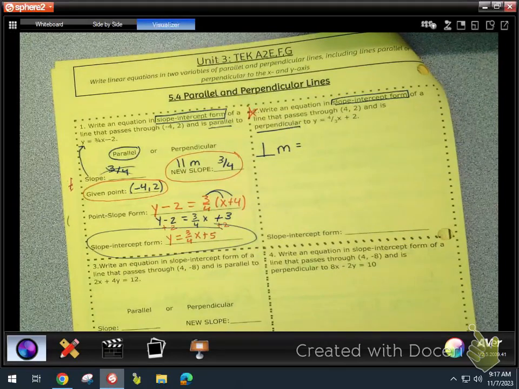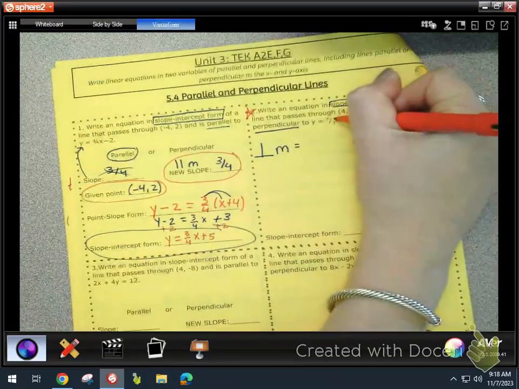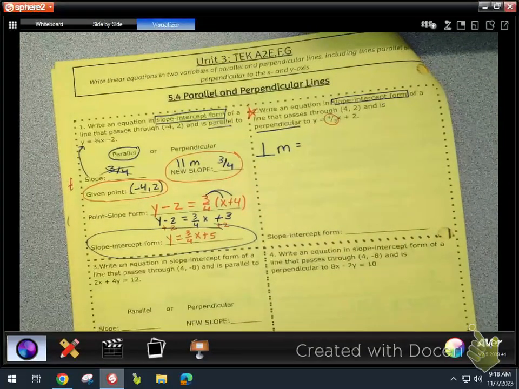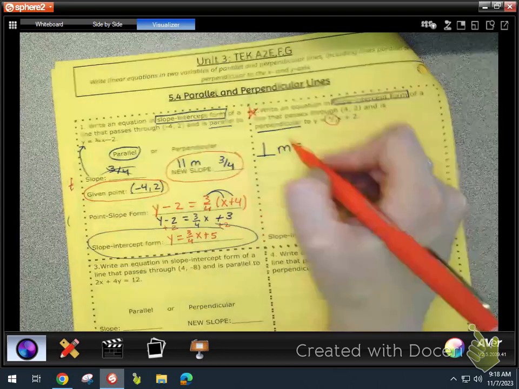So look at the equation that they give you. Y equals 4/3 x plus 2. Can you see the slope? Cruz, can you see the slope? How do you know? It's right here. Because it's in what? It's in what form? Slope-intercept, y equals, okay? But we want a perpendicular slope. So what do we have to do to this 4/3? Flip and change. How do we flip it, Jahan?